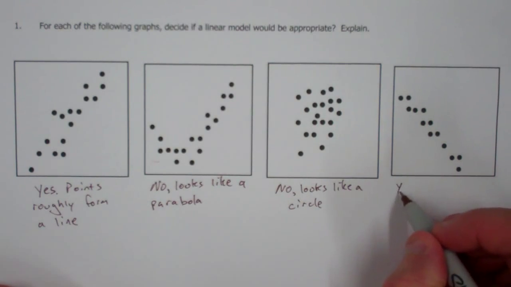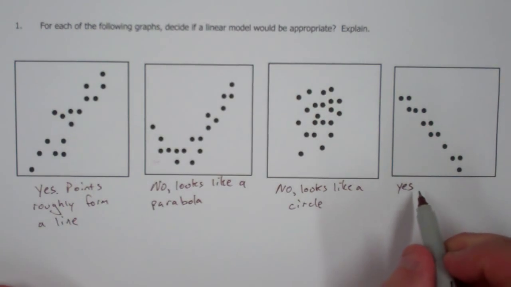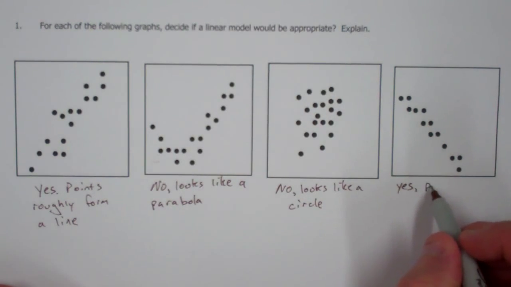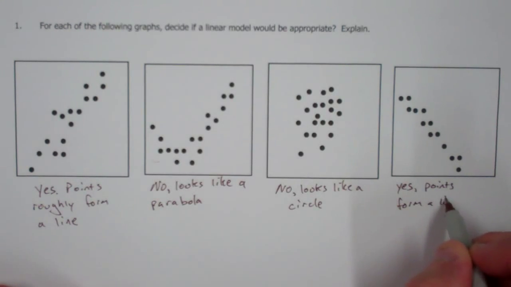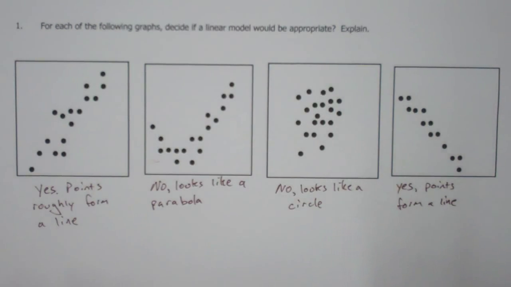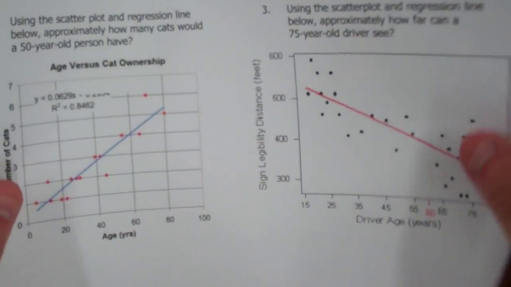The one on the right side is totally linear though. It has a negative relationship, but that's okay. So we're going to say yes, the points form a line. Really as easy as that. Oh, wait a minute here, we got a couple more to do. Forgot about those. So here's a couple more.